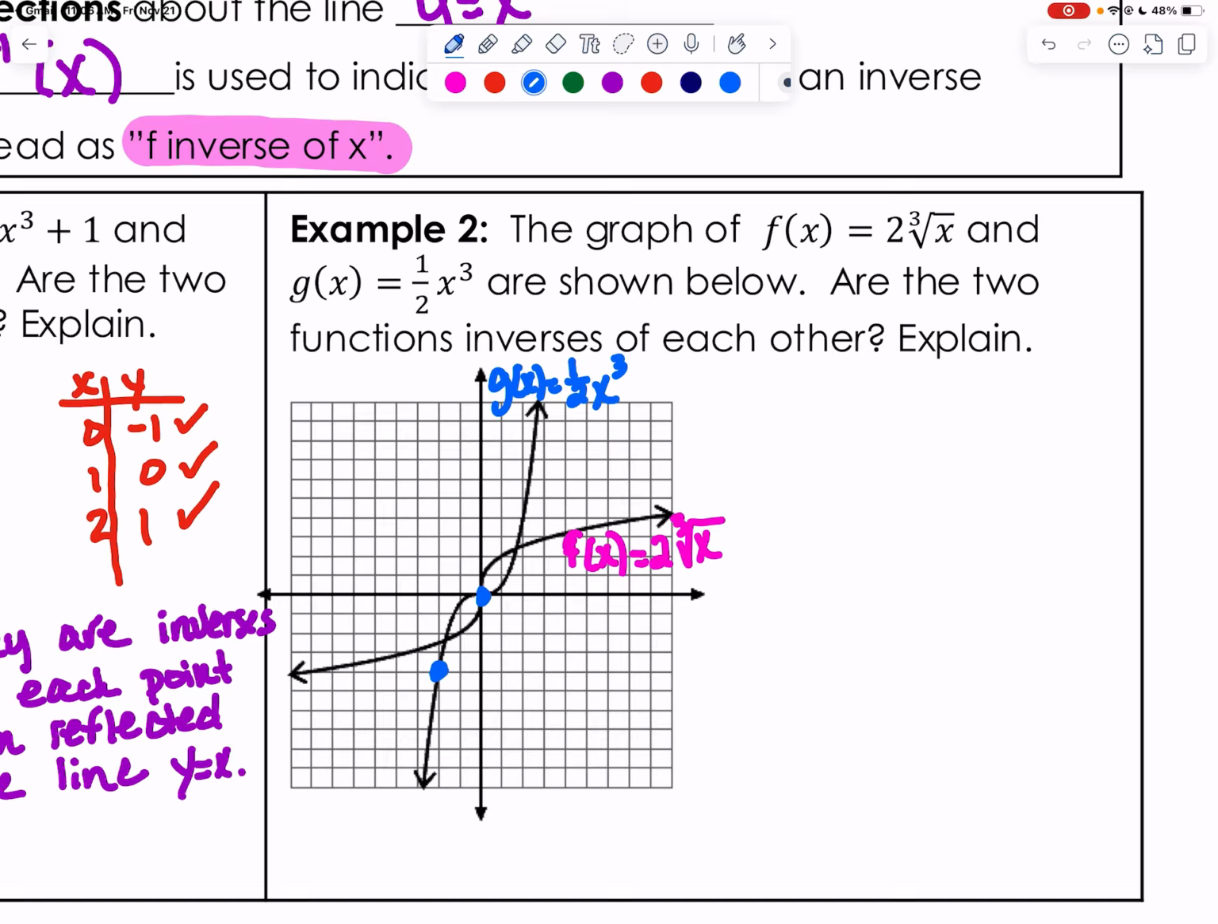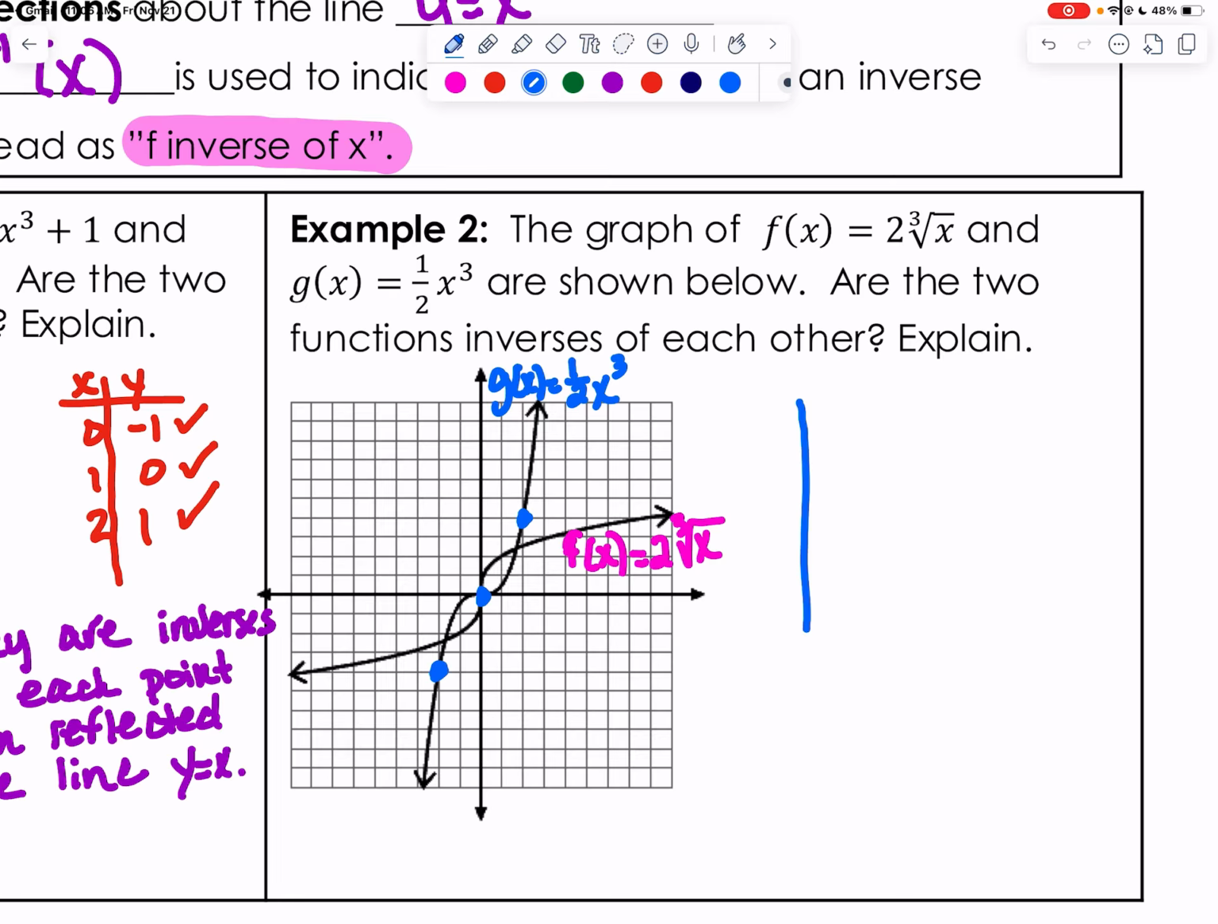This one and this one, okay? So let me make a table of values here. The point on the left would be (-2, -4), (0, 0), and (2, 4). Now if I switch those points, x and y, I would get (-4, -2), (0, 0), and (4, 2).